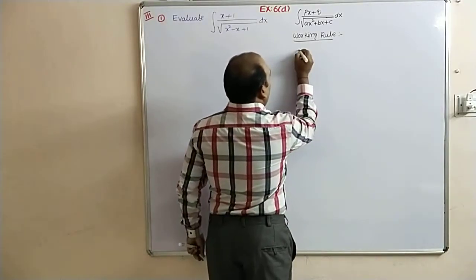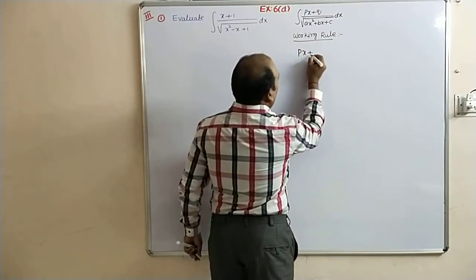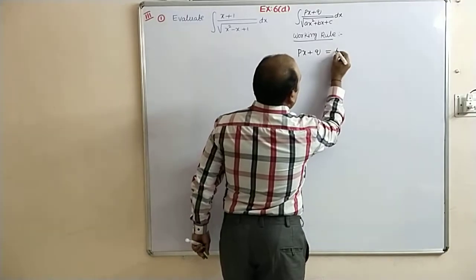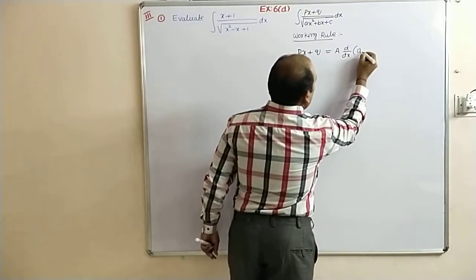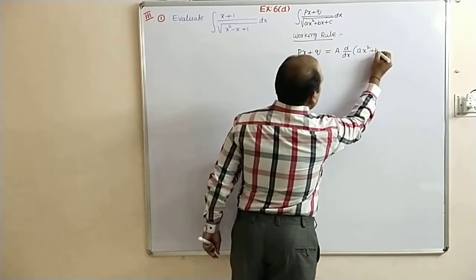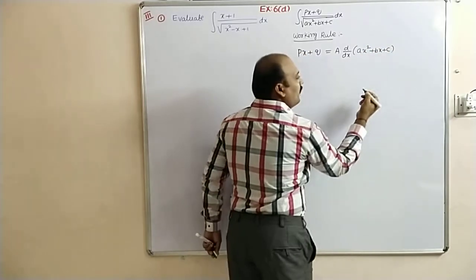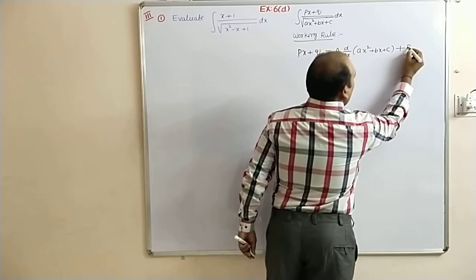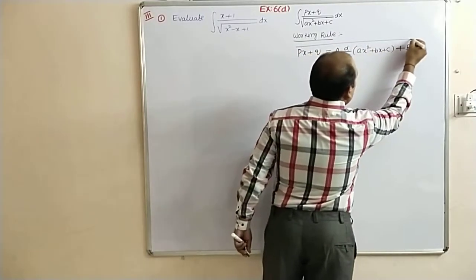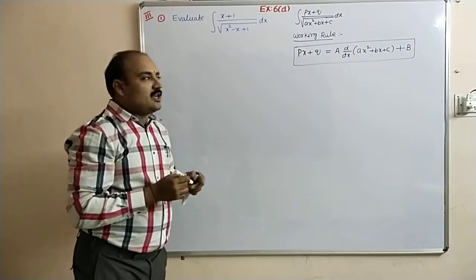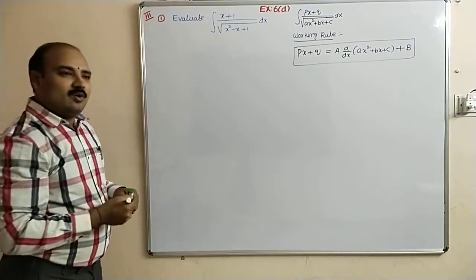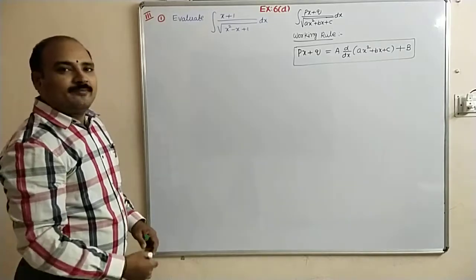See here, we can write px plus q as capital A into d by dx of the quadratic expression ax square plus bx plus c, plus capital B. This is the working rule to evaluate these types of problems. Now let us have a discussion in this question.